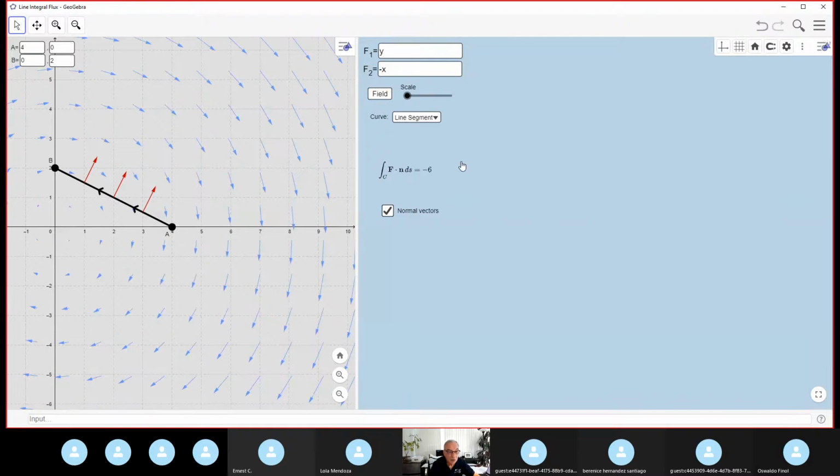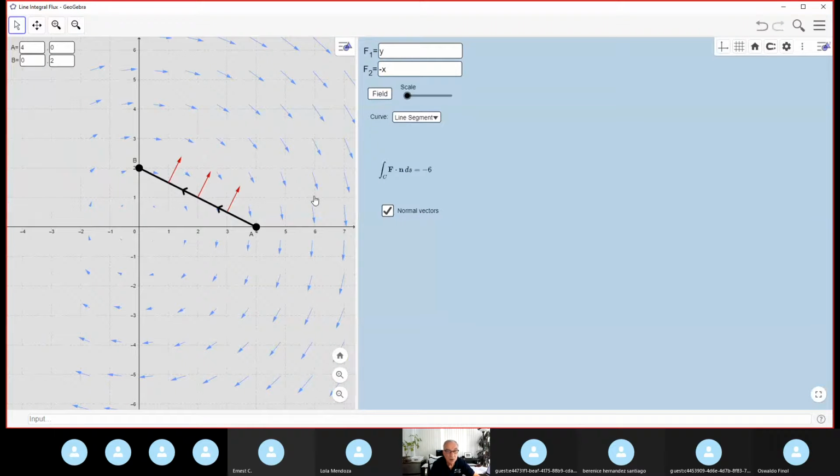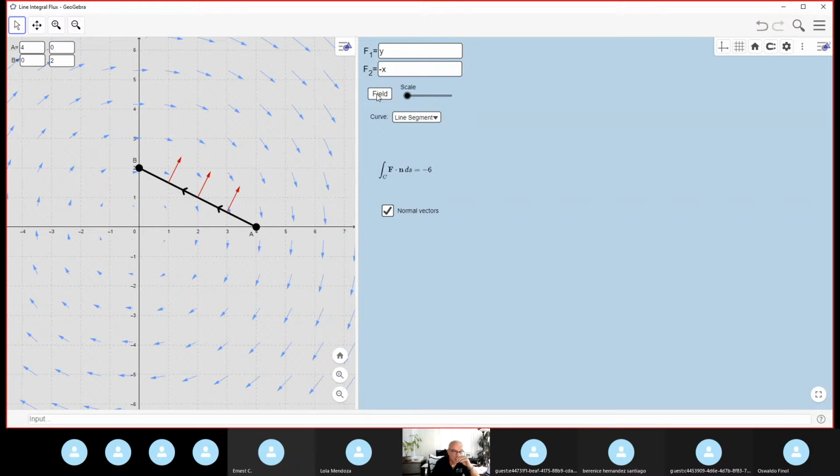Now, look at that. This is the vector field. You click here to see the vector field. This vector field is rotational, so the curl is not zero. It's not conservative, of course. And it rotates clockwise, so the curl is negative. But this is not a problem now. I don't care about that. I care about flux.